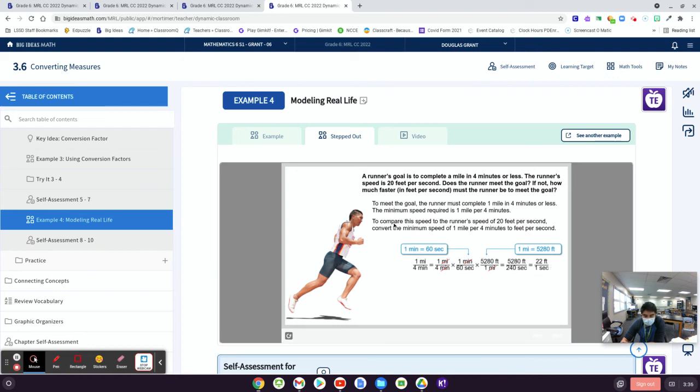So does this specific runner meet that goal? And the answer is no, because this runner is only going 20 feet per second.